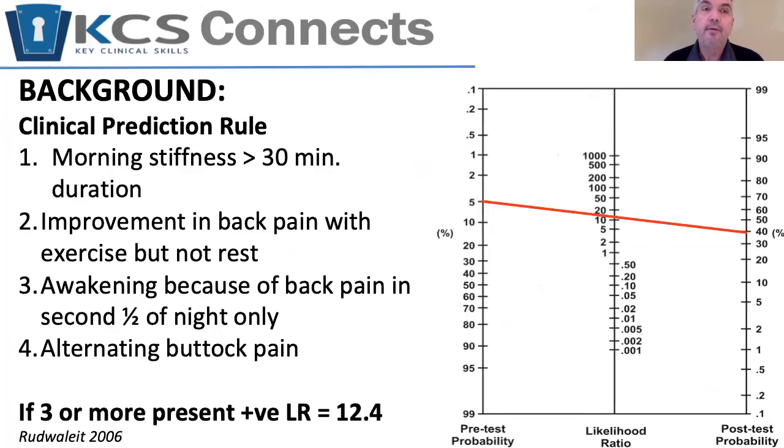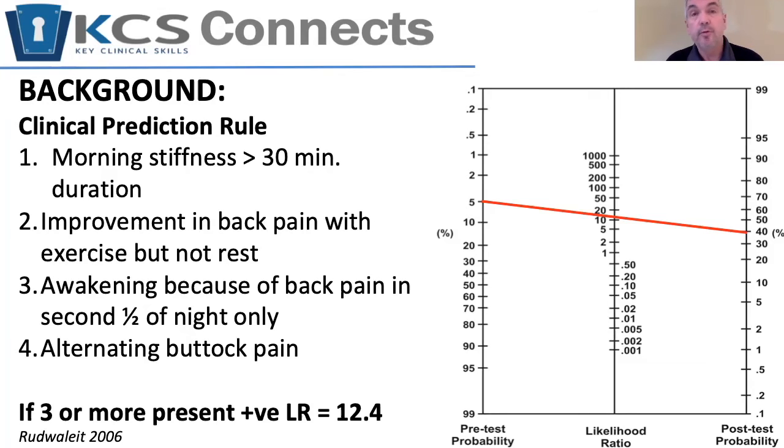A little bit more background here about ankylosing spondylitis. A really useful clinical prediction rule was developed by Rudwaleit. It involves 4 different components: morning stiffness lasting more than 30 minutes, improvement of back pain with activity, not rest, like we mentioned before, awakening in the second half of the night because of back pain, and alternating buttock pain. If you have 3 or more of those factors, that carries with it a positive likelihood ratio of 12.4.